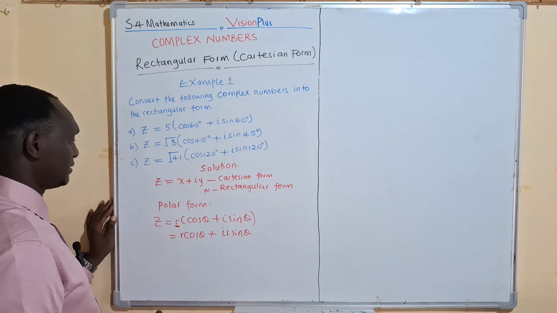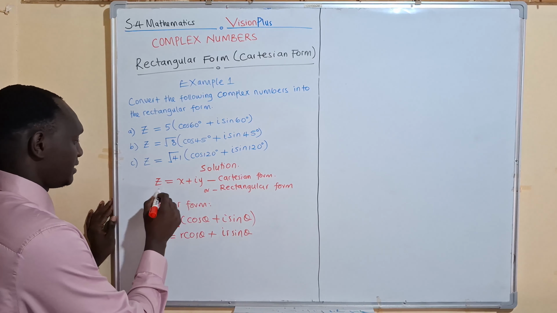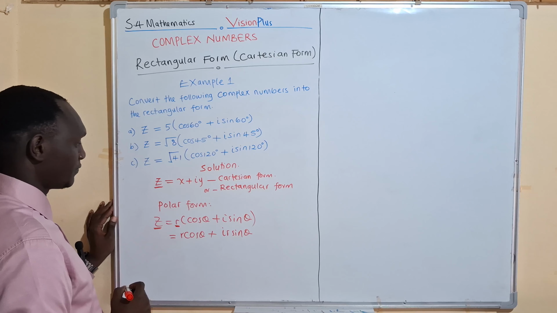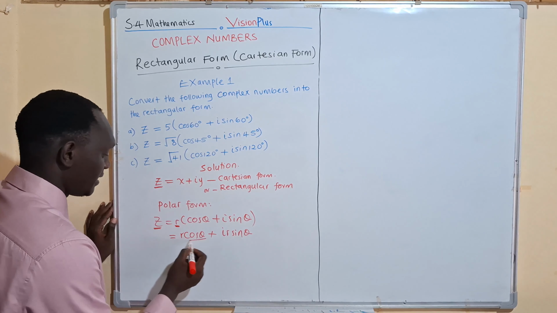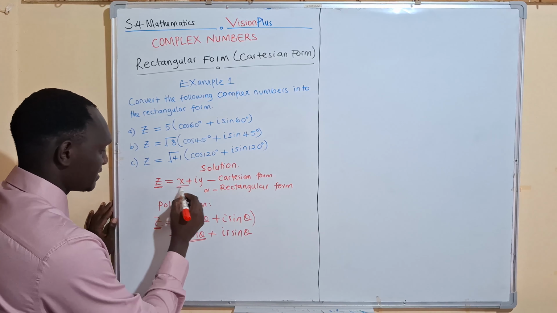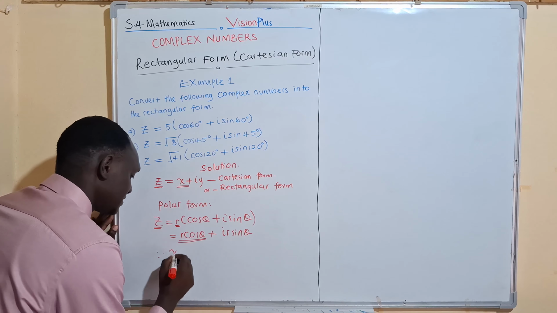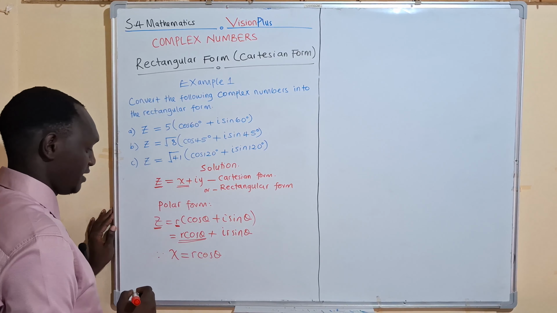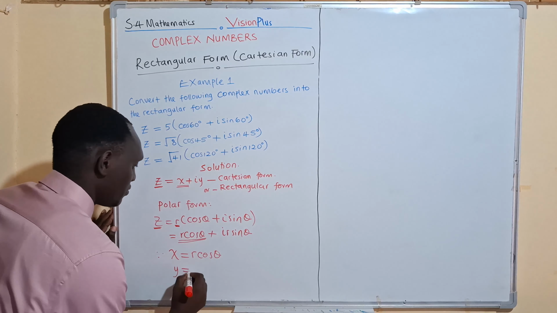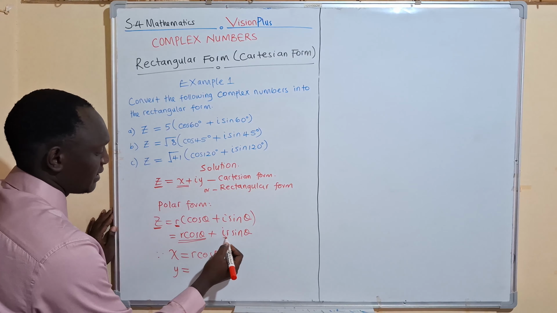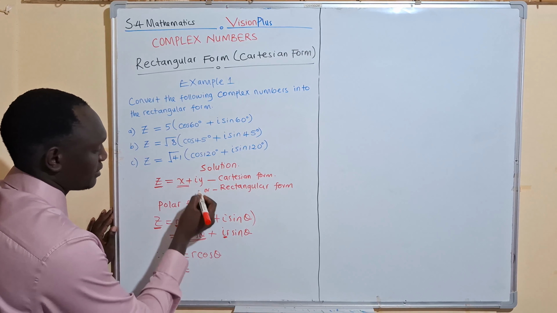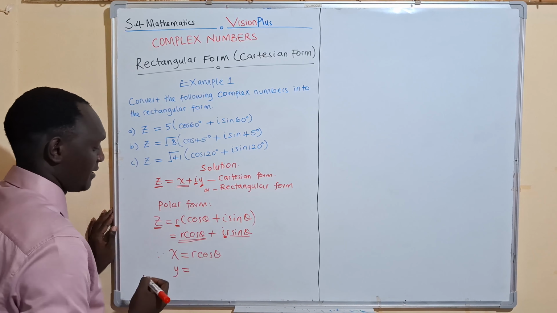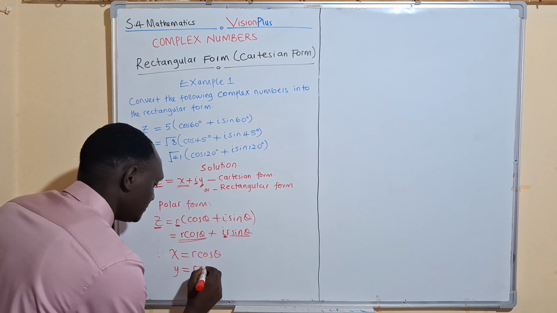We have opened the bracket by multiplying these two terms by r. Now if we are to compare the Cartesian form, which is the rectangular form, and the polar form, this term here corresponds to x, and at some point we say that x is given by r cosine of theta. And on comparing, y is the coefficient of i. So we have i here and i here. So y is the term attached to i, so y is given by r sine of theta.